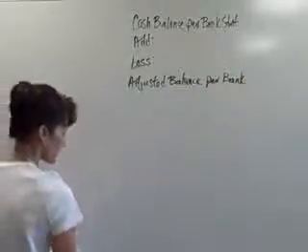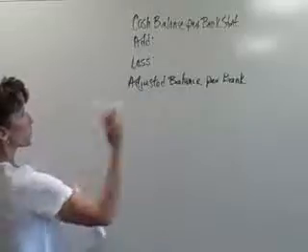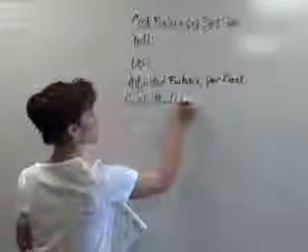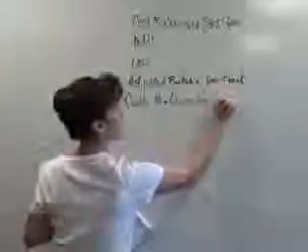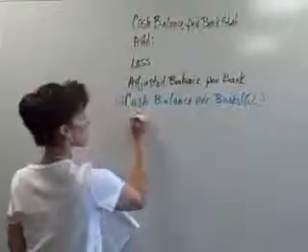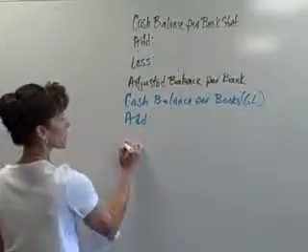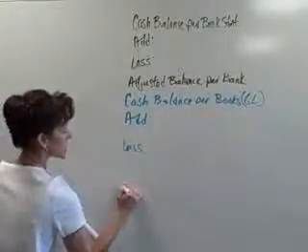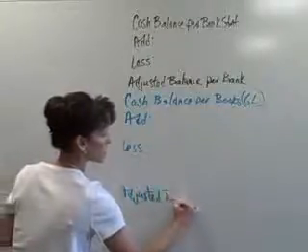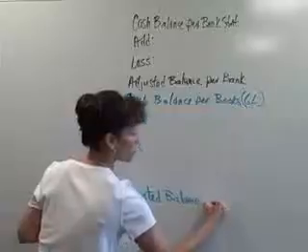Down below that, we're going to continue, but we're going to do it for our books. So we have cash balance per our books. This is for our general ledger. Then we're going to add some things. We're going to subtract some things to get an adjusted balance per books.